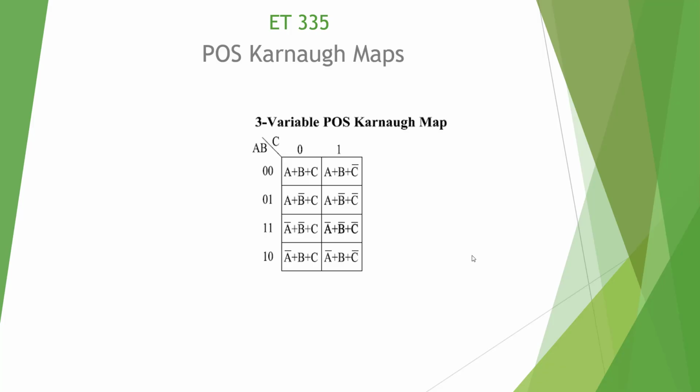Here we have our 3-variable POS Karnaugh map. Again, it's a 2x4, and we're still going to count 0, 1, 3, 2. And these two columns are opposite. And so the map works the same way as in an SOP. The difference is we're using addition, and here we're going to evaluate for a 0, not a 1.